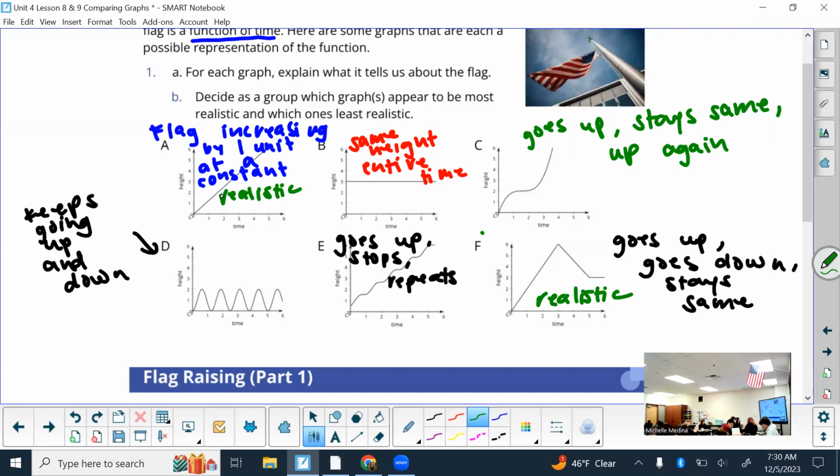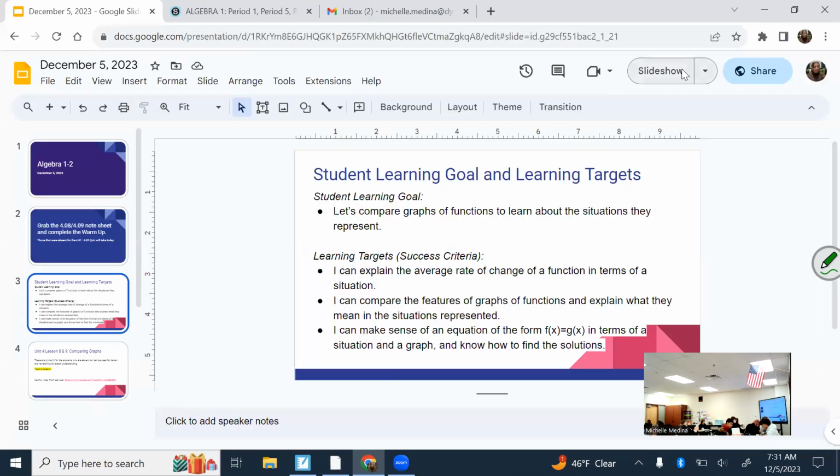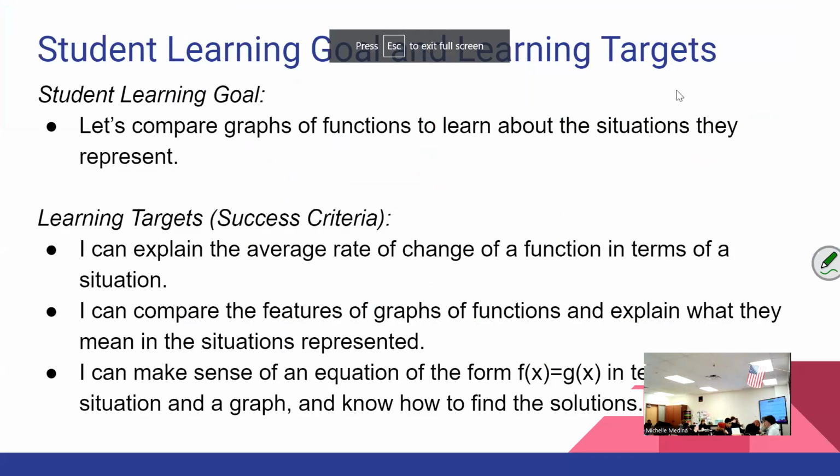All right, so good little exercise to practice interpreting graphs. We're gonna do a little bit more with that in a second. Today we are knocking out graphs 8 and 9, which are about interpreting graphs and comparing graphs, which we've already kind of done a lot. So that's why I combined them so we have more time to review the test. But the goal of today is to compare the graphs to learn about the situations they represent, be able to explain average rate of change in terms of what's going on in the situation.